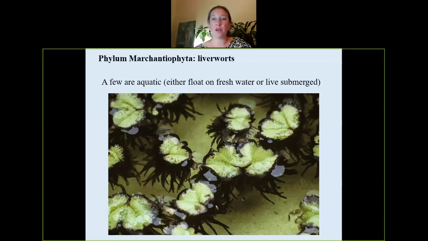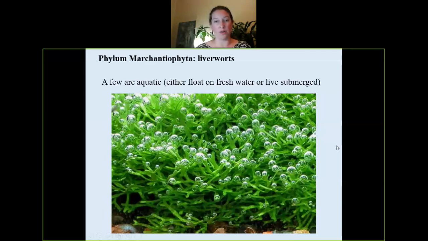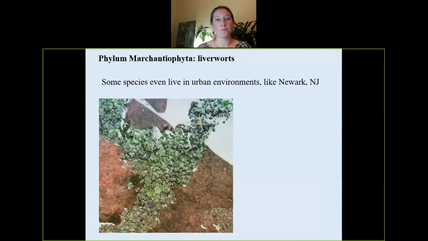If any of you out there have freshwater fish tanks or aquariums, some of the plants you can use in freshwater aquariums are actually liverworts, believe it or not. There are a few aquatic species, and they usually float in the freshwater or live underwater like this.